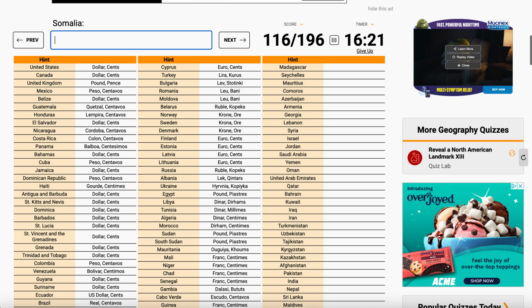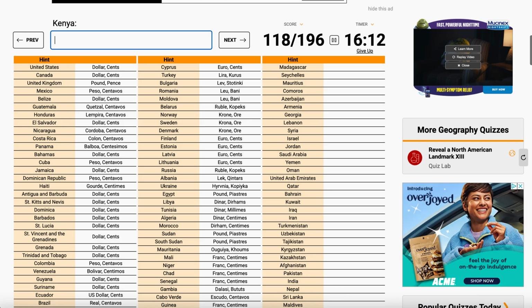Somalia, Uganda, Kenya, and Tanzania all use the shilling and divided into cents. So Uganda, shilling, cent. Kenya, shilling, cent. And Tanzania, shilling, cent. Rwanda, franc and centimes. Burundi, franc and centimes. Angola uses the kwanza and is divided into lwei. Namibia is dollar and cents.